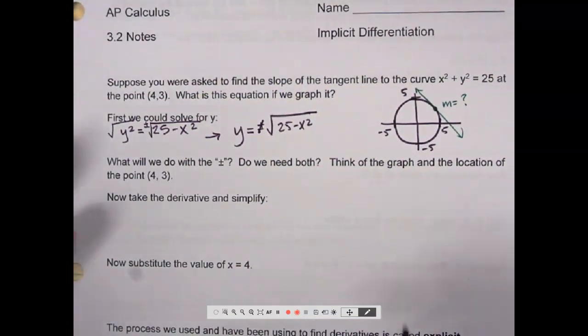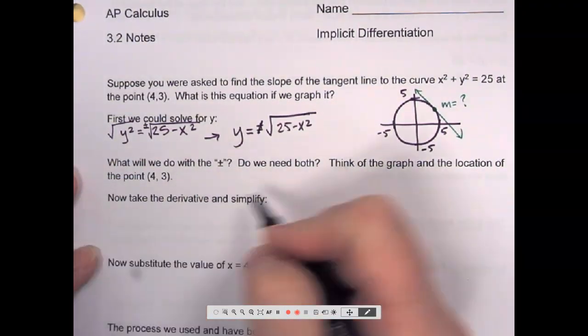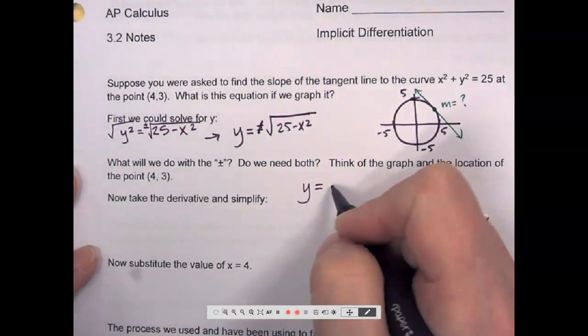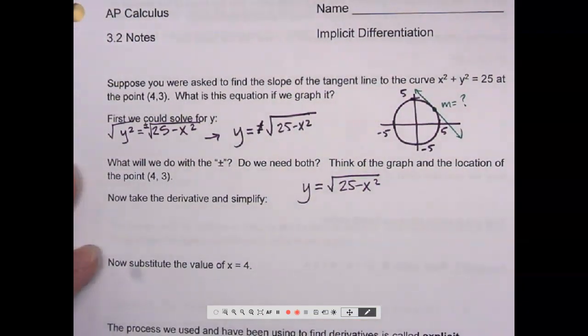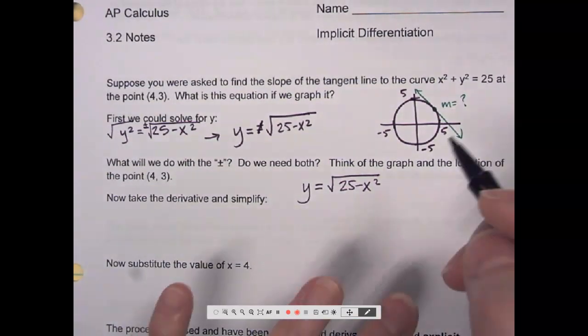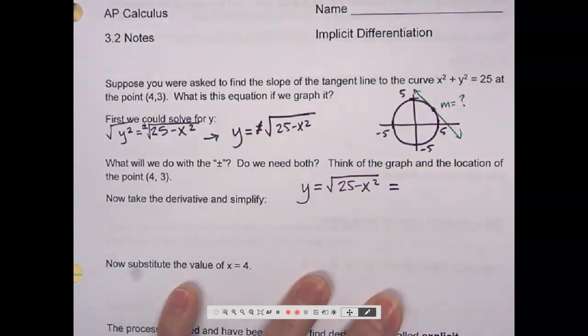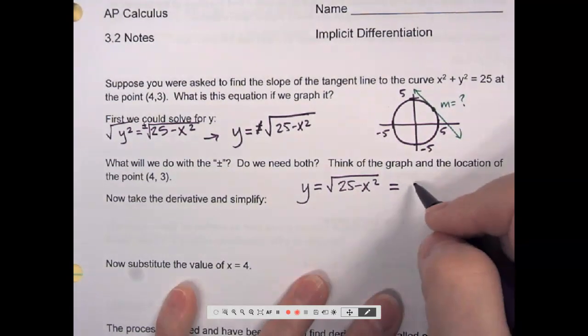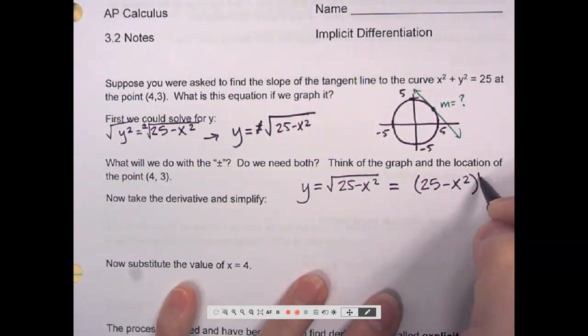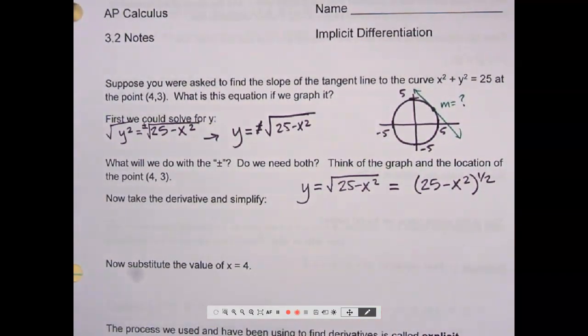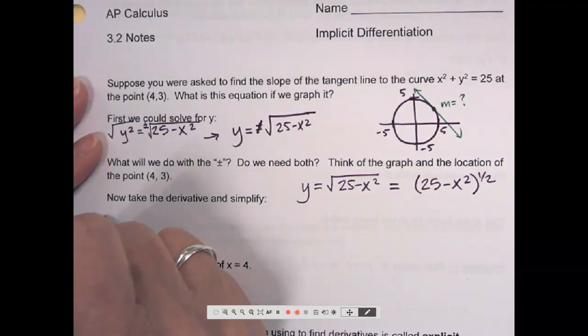Okay, so now we're going to take this equation, y equals the square root of 25 minus x squared, and take the derivative of it, because remember, we want the slope of the tangent. How would you rewrite this first? Raise it to the 1/2, right? Okay, so you take the derivative, and let's make sure we're getting the same thing.